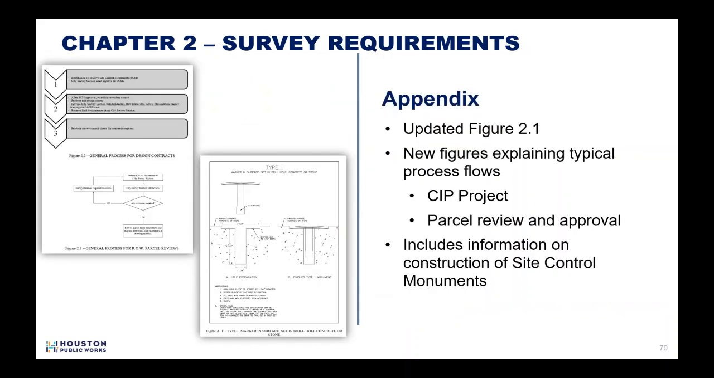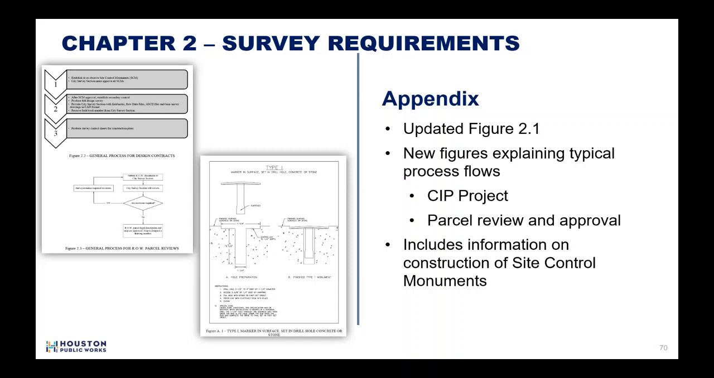And we added an appendix. We updated figure 2.1, which I talked about previously. We also added some figures showing the general process flow. Some people that haven't worked on a lot of city projects have a tendency to do things not necessarily in the correct order. And so to make that more clear, we've put that in here.